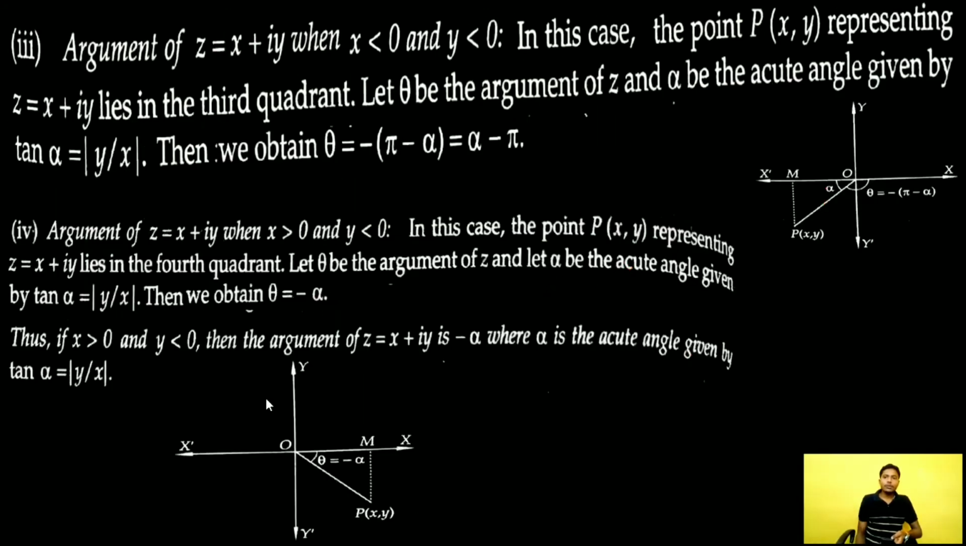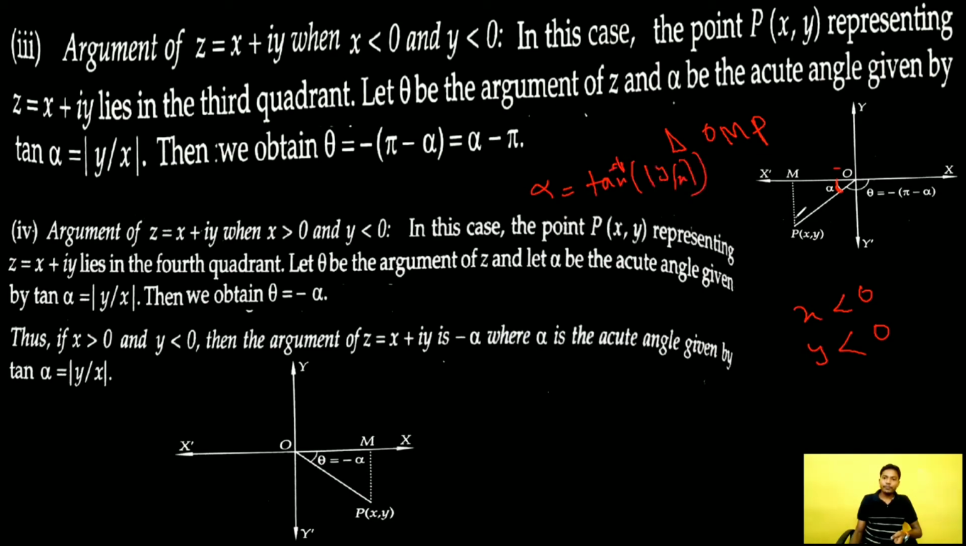Now for the third quadrant, in the third quadrant x is negative and y is negative. Both x and y are negative. So this is our alpha, the acute angle made in the right-angled triangle OMP. So we can find alpha is equal to tan inverse of mod of y by x.